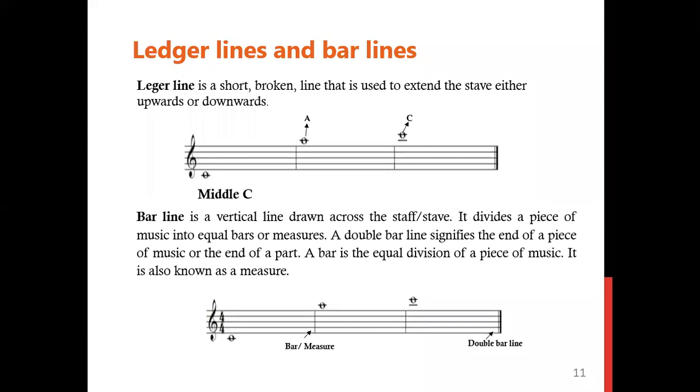We can say ledger lines are short broken lines that are used to extend the stave either upwards or downwards. If you like to jot, you can jot. Ledger lines are short broken lines that are used to extend the stave either upwards or downwards.